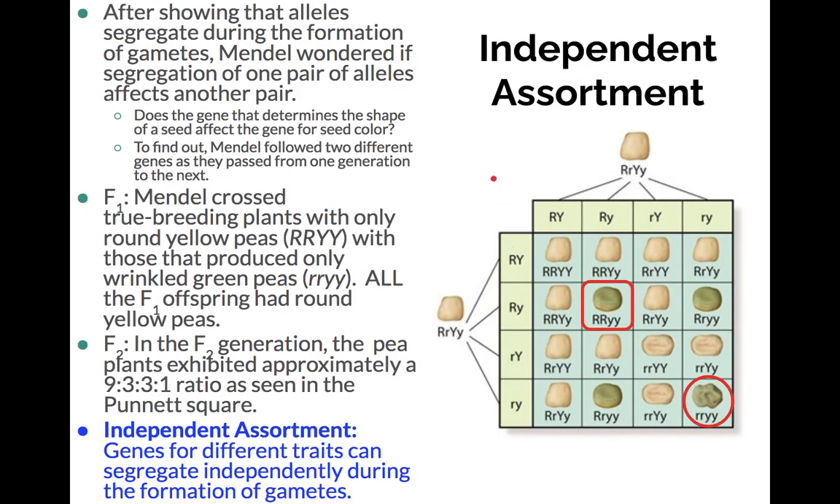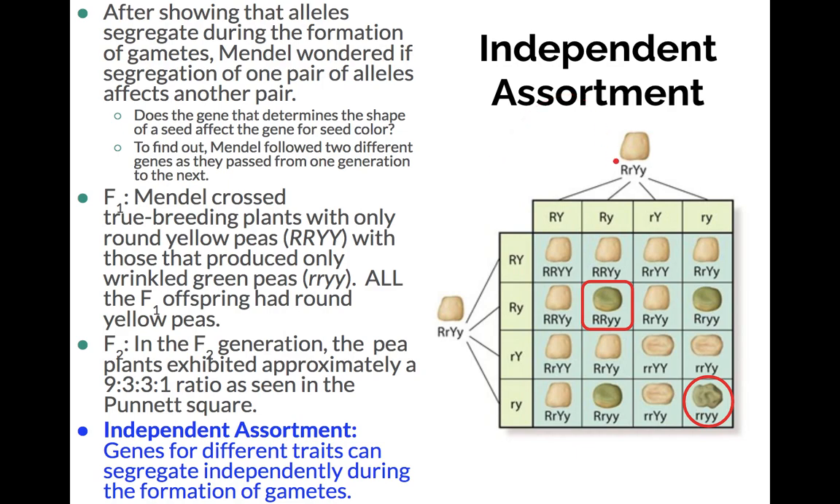Now, moving on, independent assortment is a new concept. So, after showing that the alleles segregate during the formation of gametes, Mendel wondered if the segregation of one pair of alleles affects another pair. So, for instance, does the gene that determines the shape of a seed affect the gene for seed color? And so, to find out, Mendel followed two different genes as they pass from one generation to the next.